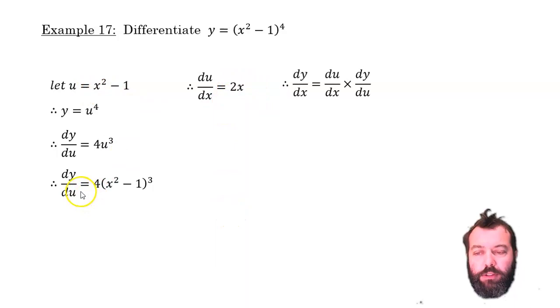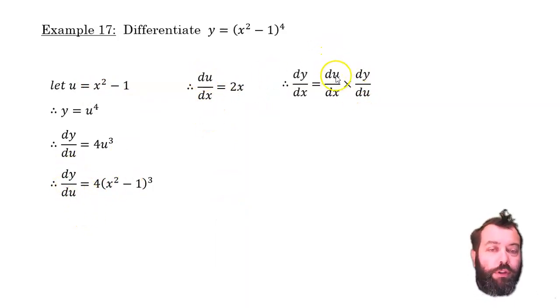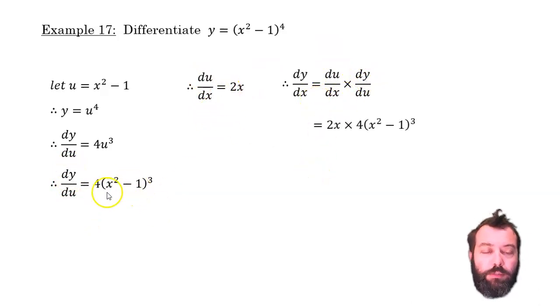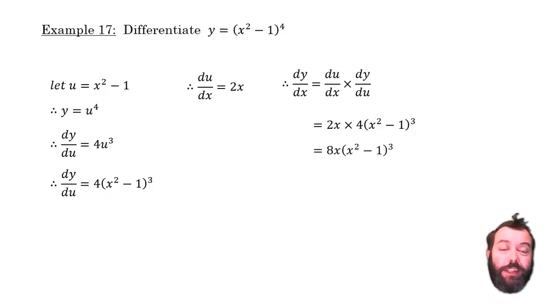Then I multiply these two things together: dy on du times du on dx. It's as though the du's cancel, and I'm left with dy on dx. So it's 2x times 4 outside of x squared minus 1 to the power of 3, which is 8x outside of x squared minus 1 to the power of 3. There you go, that's the chain rule.